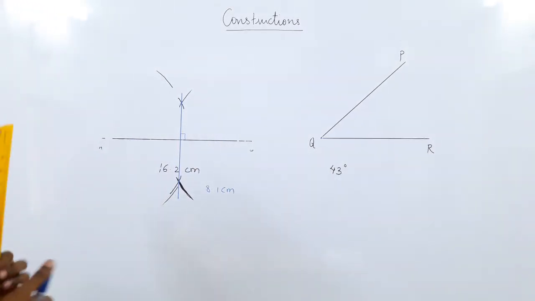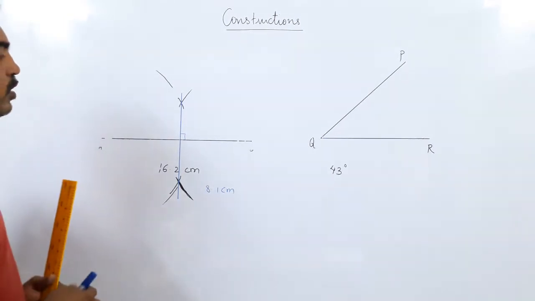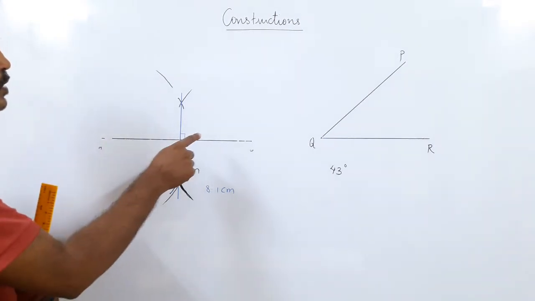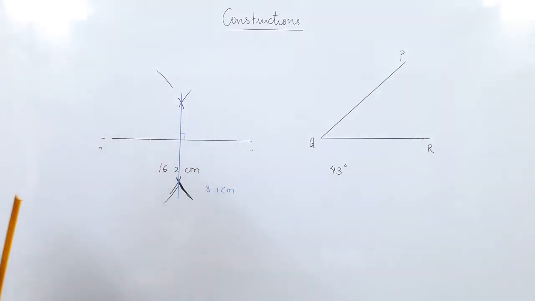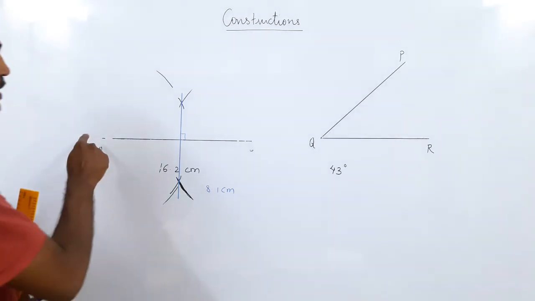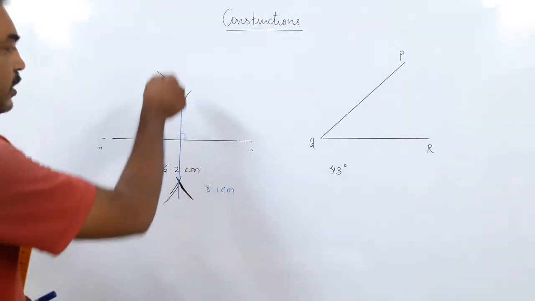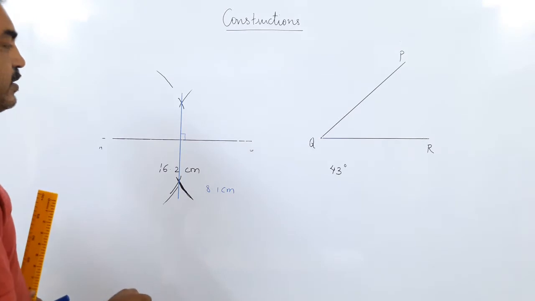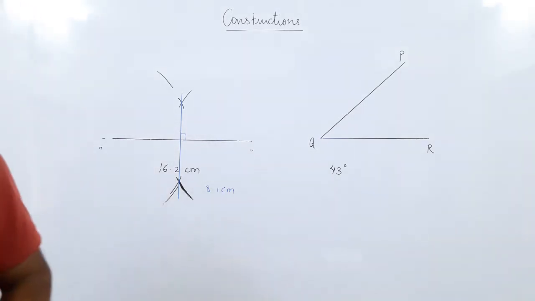So what I did, this is called what? This step is called drawing the perpendicular bisector of a line segment. So remember these steps. Any line segment you have, if you want to draw a perpendicular bisector, what you have to do? So let us do it one more time. So you will be used to it.